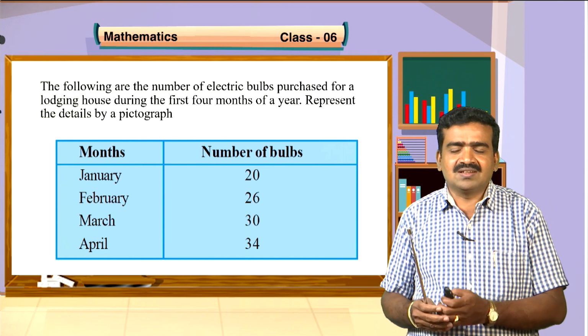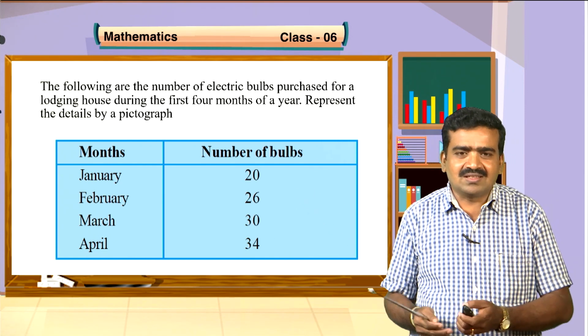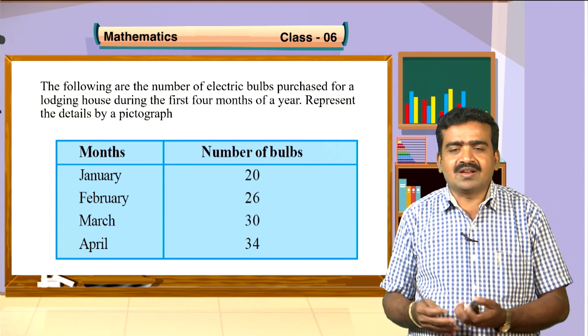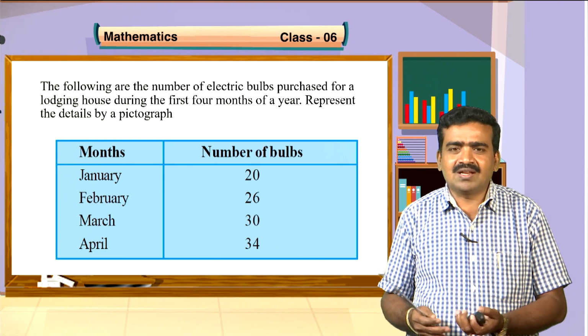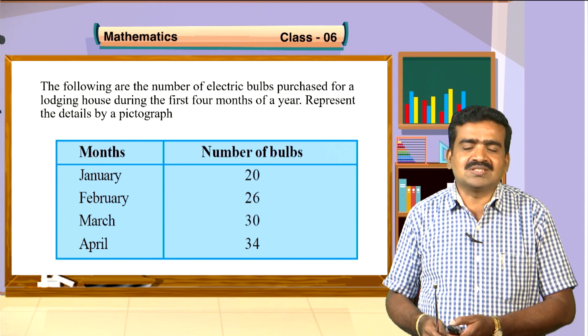You have to choose the key for the graph, and you can take the symbol of an electric bulb or a flower or a book or a smiley, whatever it may be, but you have to go with a proper key. Try these two questions at your home.